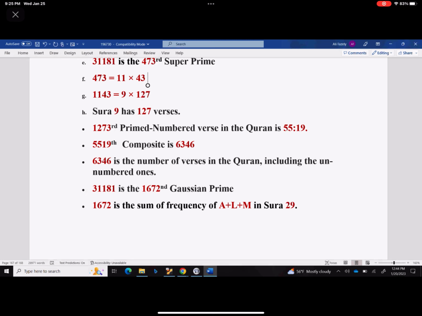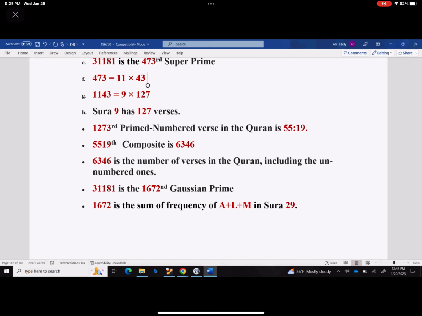unnumbered ones. Remember, there are 114 Bismillah ar-Rahman ar-Rahim, which are unnumbered. They don't have a number. So when you put that 112 number with the numbered verses, which is 6234, you get 6346. Okay.